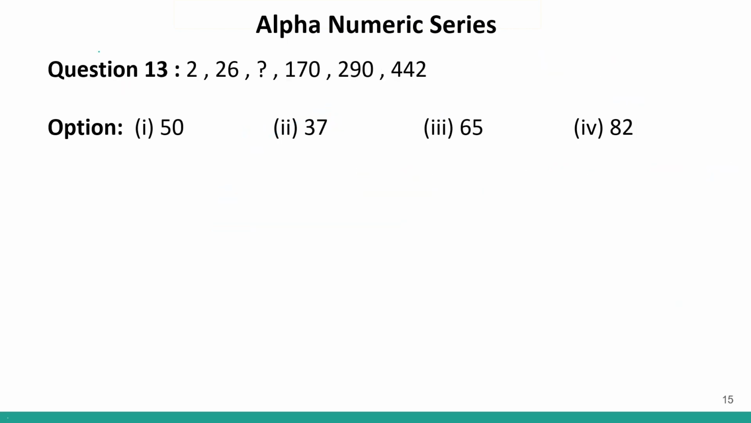Okay. Moving on to question number 13. We have 226, the missing term, 170, 290 and 442. So now if I look at the difference between these numbers, the difference over here is 24. Correct? The difference between 170 and 290 is basically 120. And the difference over here, between 290 and 442, is 152. Over here I can see a difference of 32.